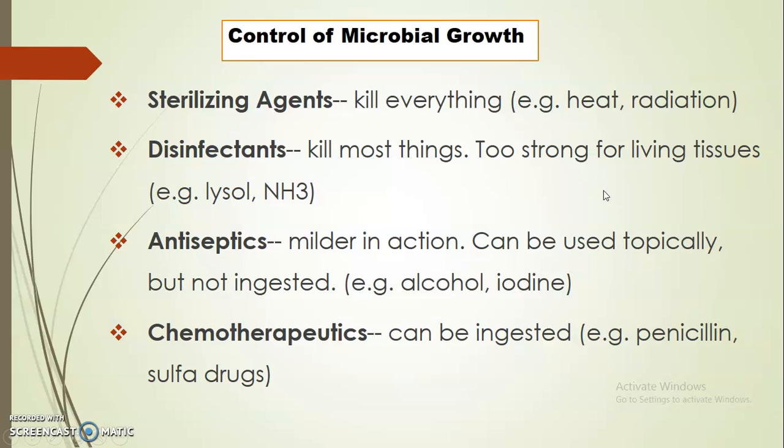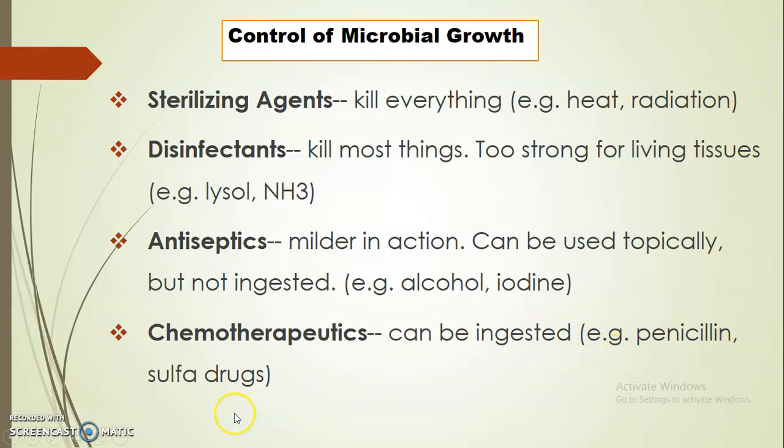Then how to control microbial growth? There are many kinds of things, like a sterilizing agent. It can kill everything, for example heat and radiation. And disinfectants kill most things and are too strong for living tissues, for example Lysol and ammonia. And the antiseptic is milder in action. It can be used topically but not ingested, for example alcohol and iodine. And chemotherapeutic agents can be ingested, right?